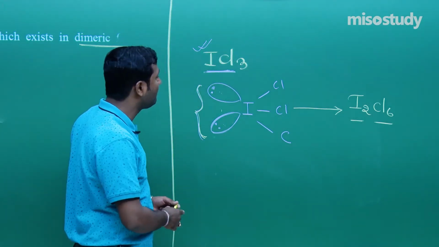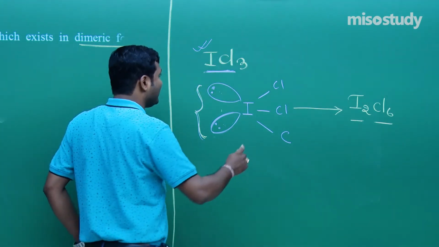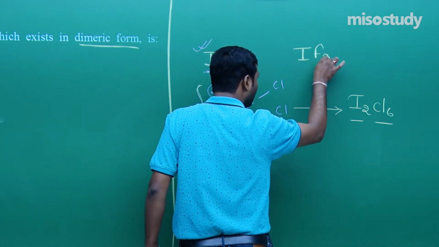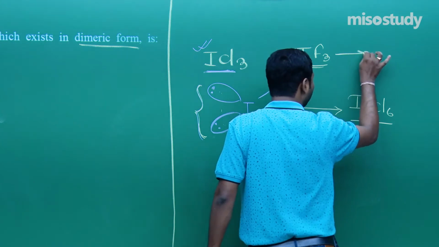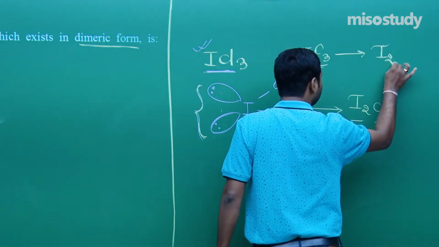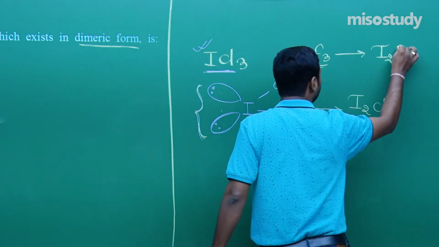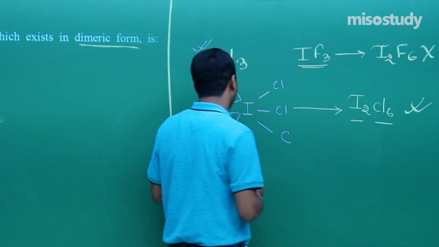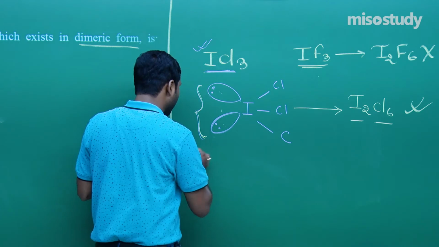This is one of the best questions. But IF3 does not exist in a dimeric form. It exists as IF3, not I2F6. Clear? Why is this possible? And why dimer, dimeric form?